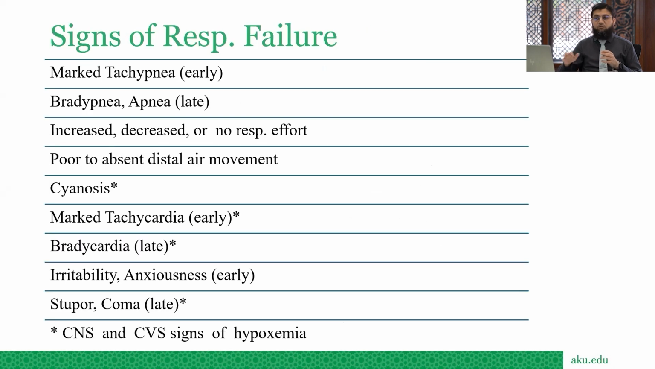And if you look into the signs of respiratory failure, marked tachypnea, as I have mentioned earlier, is an early sign. Bradypnea and apnea are late signs. Increased, decreased or no respiratory effort is a late sign. Poor or absent distal air movement is a late sign. Cyanosis is a late sign. Marked tachycardia is an early sign. However, bradycardia is a late sign, while irritability and anxiousness are early signs of brain hypoxia, so you can detect it early. However, stupor and coma are late signs. So, as mentioned, these signs are the CNS and CVS signs of hypoxemia.